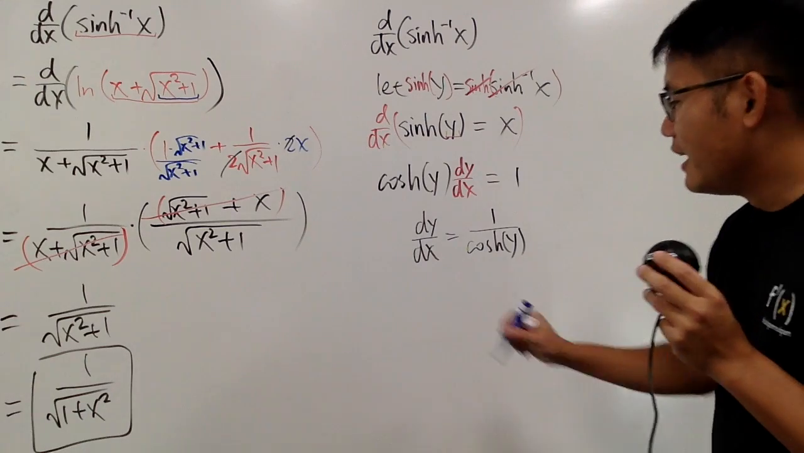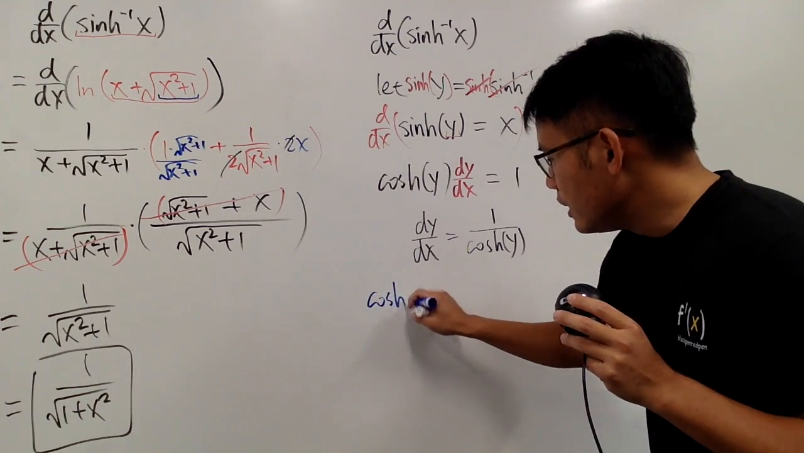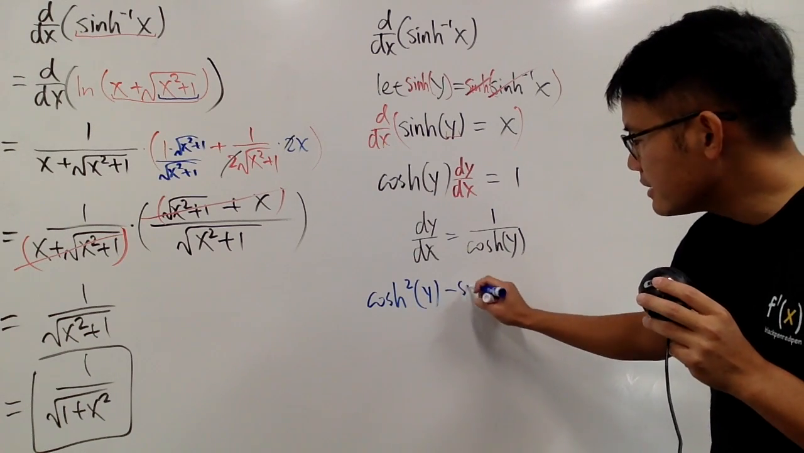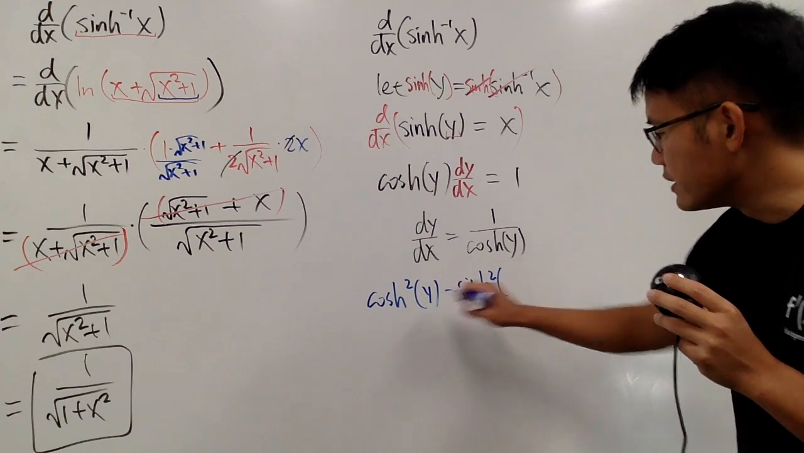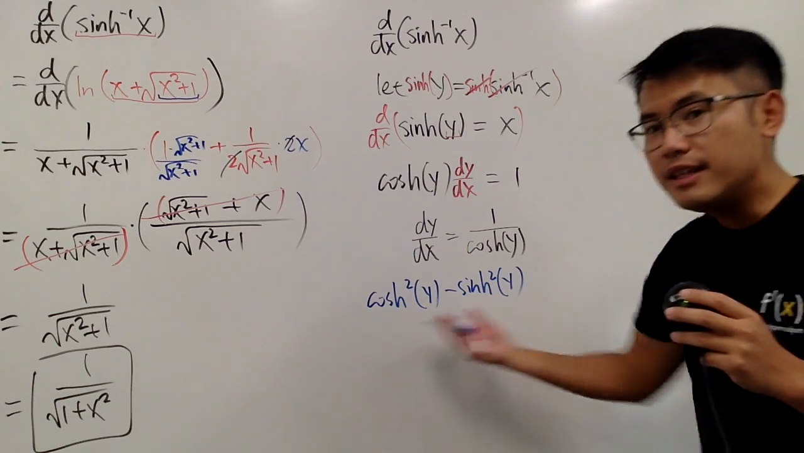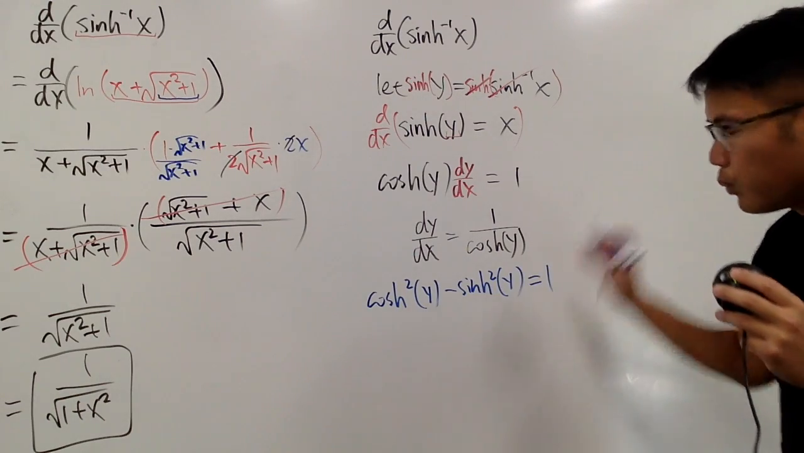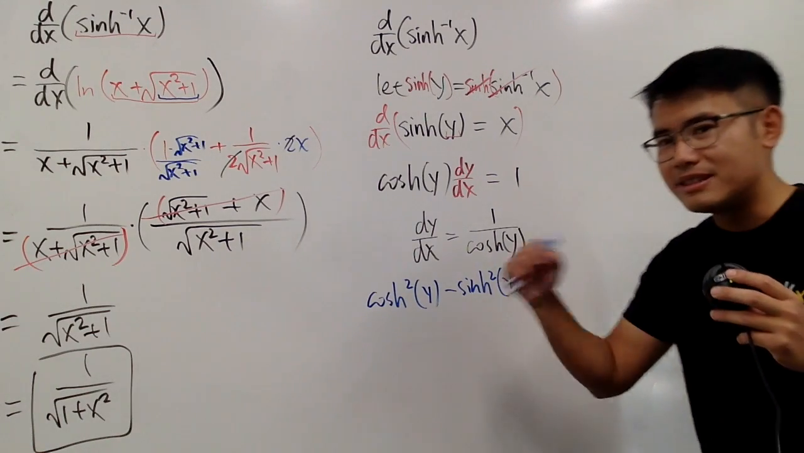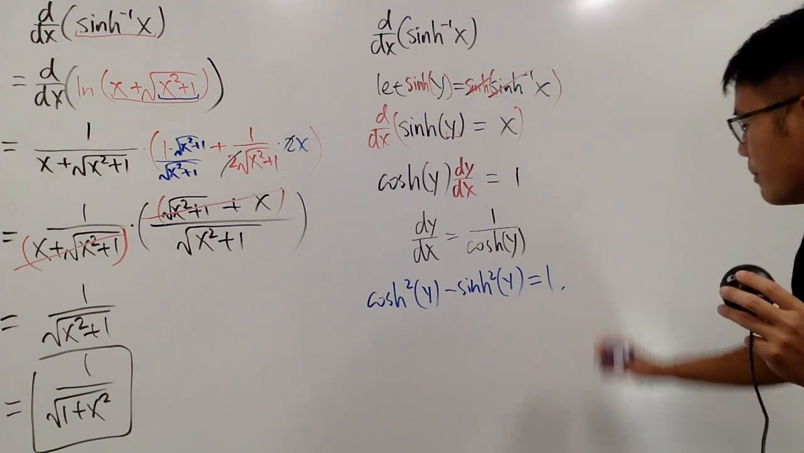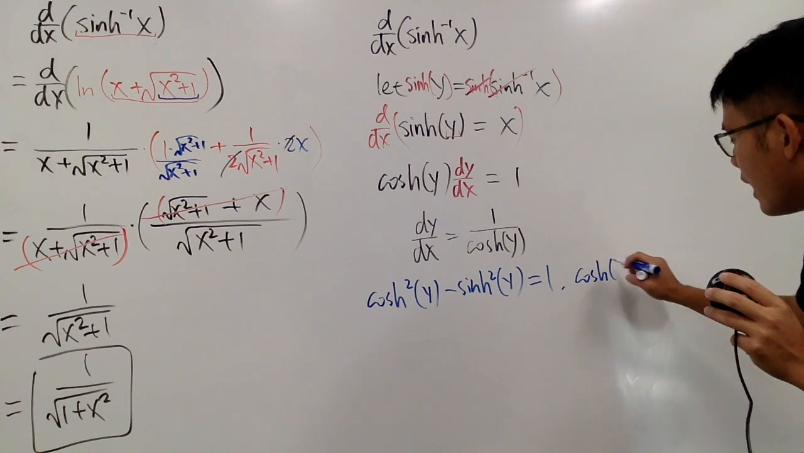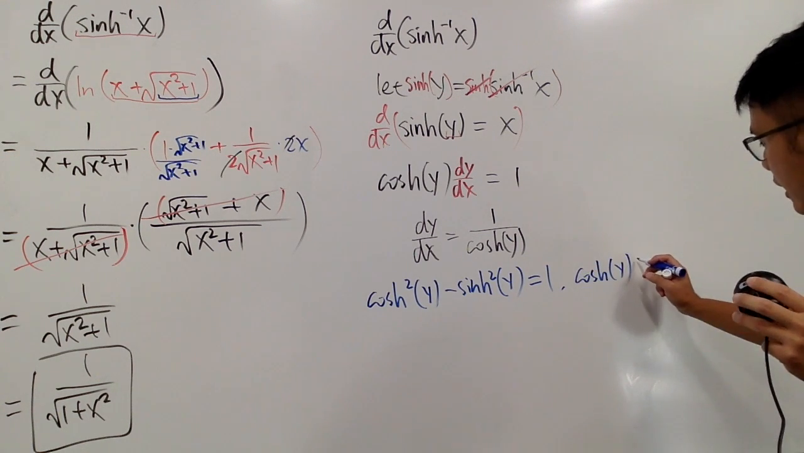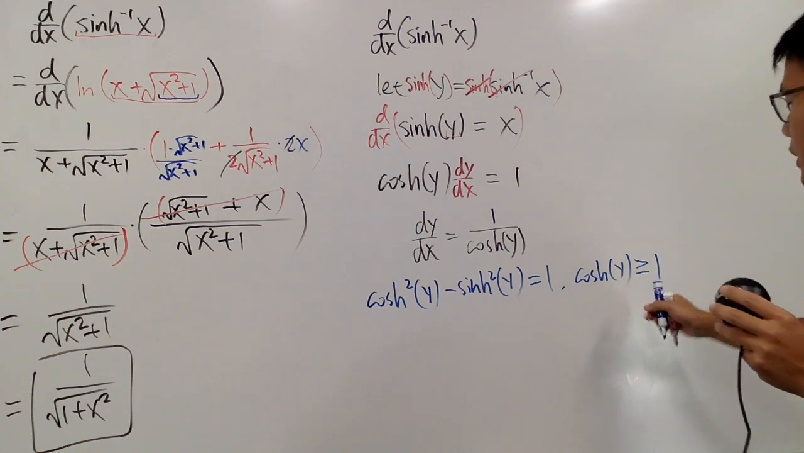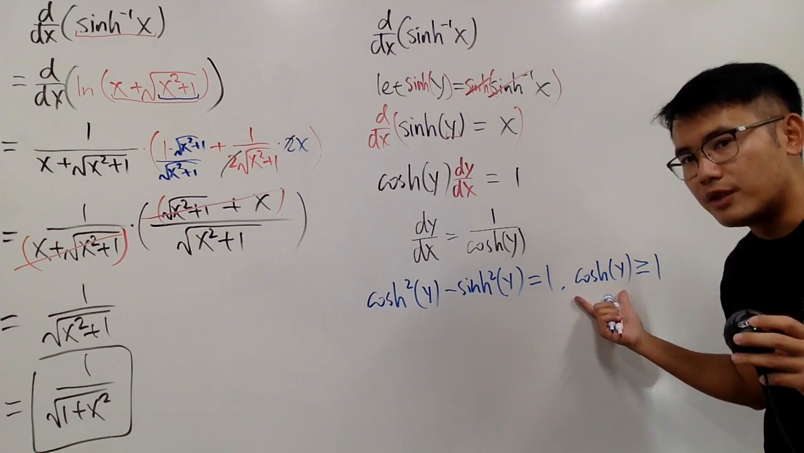cosh and sinh. And the identity is, if we square cosh with the input y, and then minus sinh square with the same input y, this right here will give me 1. And you guys can check out my other video for more detailed explanation about this identity. And also, we have to remember, cosh of whatever input, this right here, it has to be greater than or equal to 1. And one of the reasons why is, you can just refer back to the exponential definition.